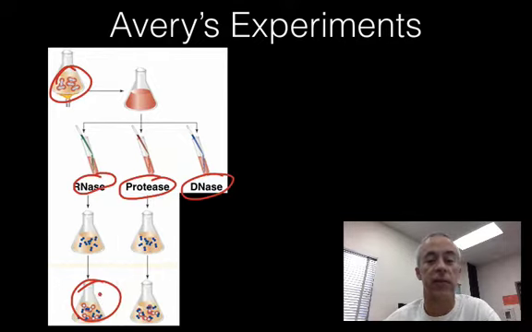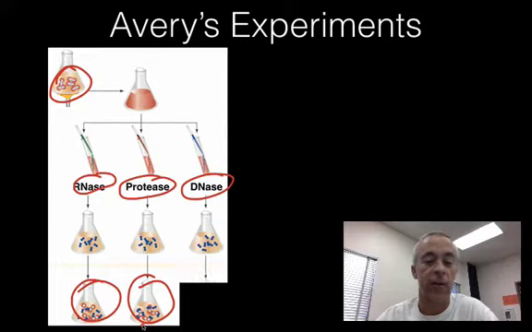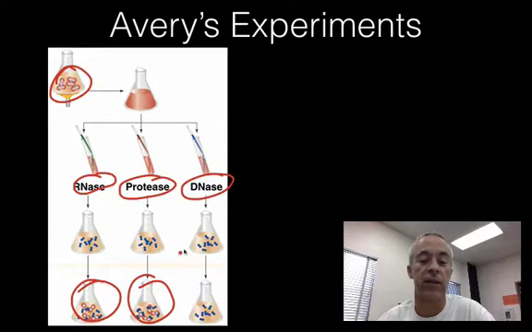If they used enzymes that break down protein, same thing. The transformation still occurred, the rats got the disease, and they did not survive. However, when they used an enzyme that breaks down DNA, the transformation did not occur. They injected this solution into the rats, and the rats survived.